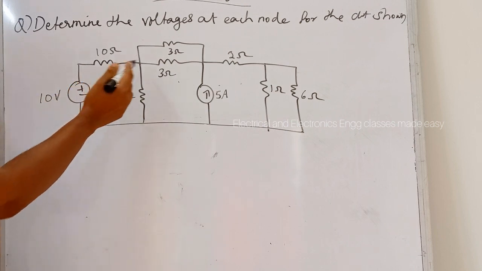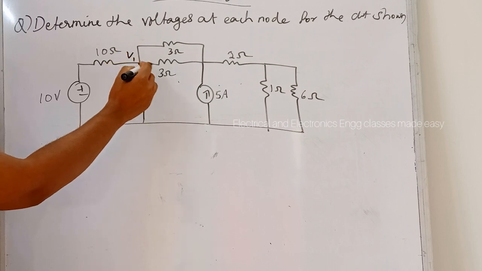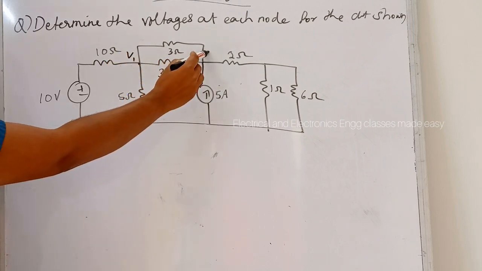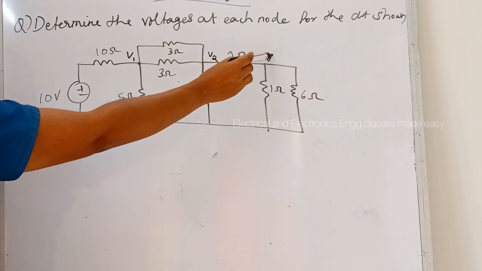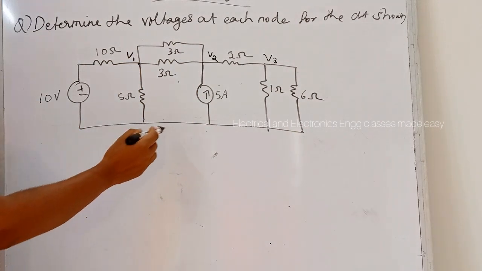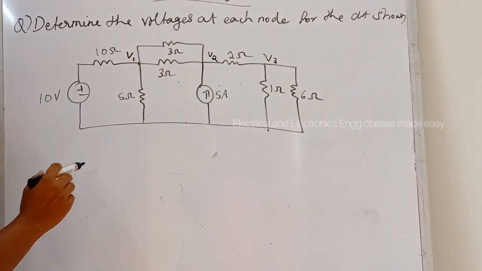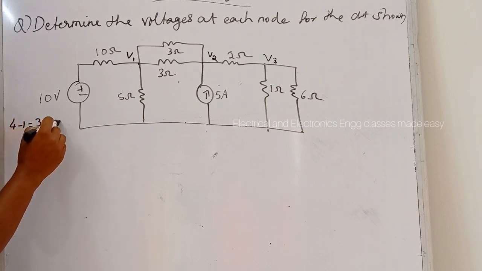So first of all we have to assume the nodes. So this is one node, let V1 be the voltage, and this is the second node V2, then this is the third node and let V3 be the voltage at node 3, and this is the fourth node. So there will be 4 minus 1, that is 3 nodal equations.